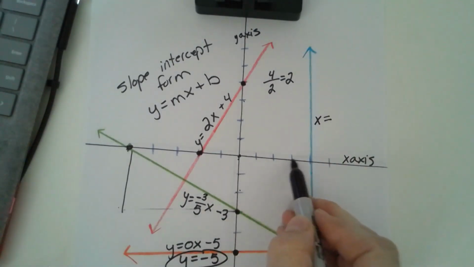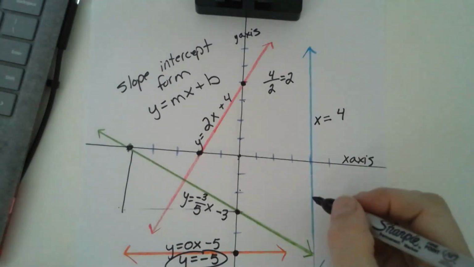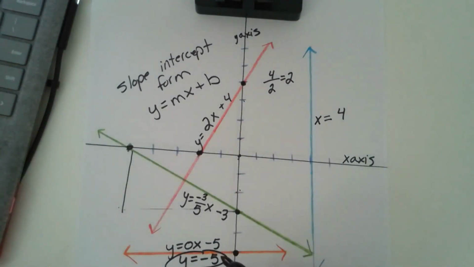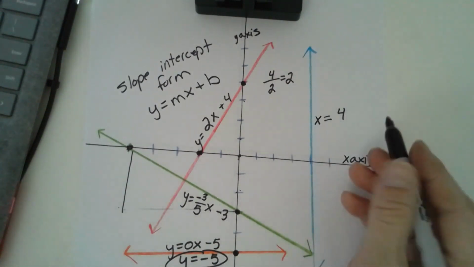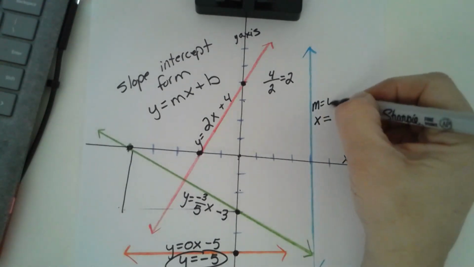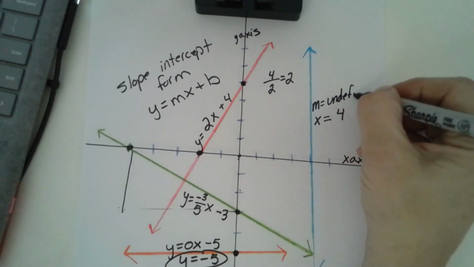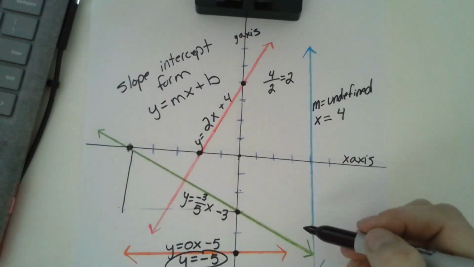And 1, 2, 3, 4. Notice this one does not have a y-intercept because it doesn't cross the y. That's why the form of this equation is going to be different. Also know that the slope of this equation is undefined. It is not 0, it is undefined. The slope of any vertical line is undefined.